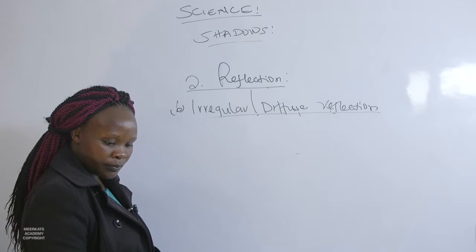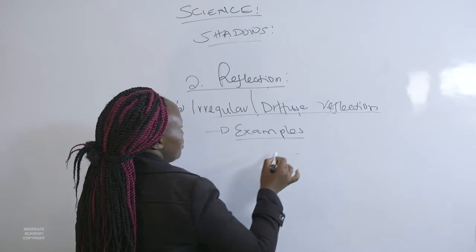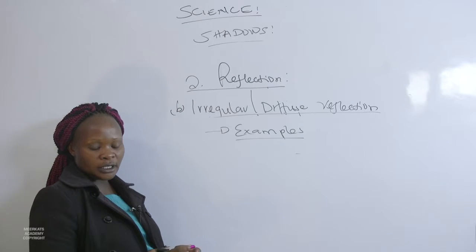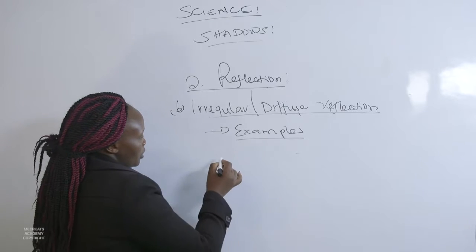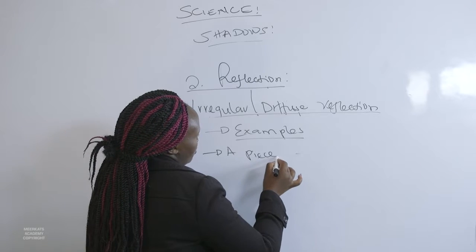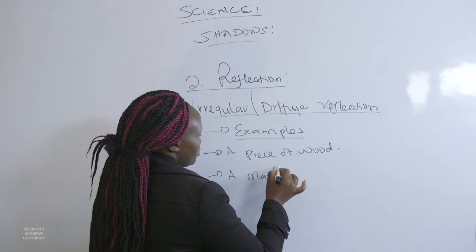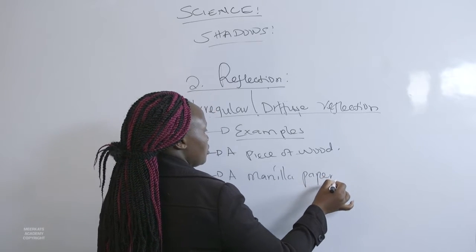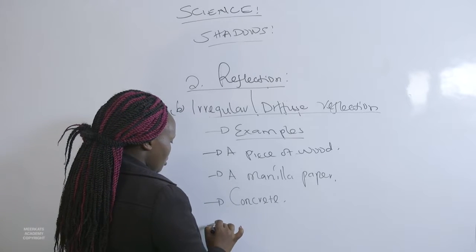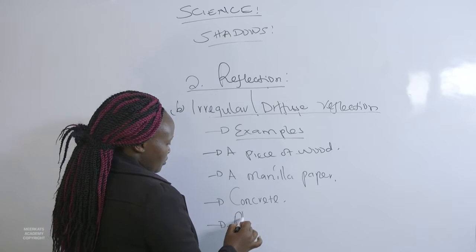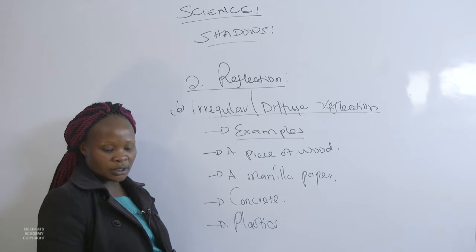We can look at examples of materials that will give us irregular, or what we call diffuse, reflection. We could talk of a piece of wood. A piece of wood is an example. You can talk of a manila paper. You can talk about concrete. You can talk about plastics. And the list can continue.